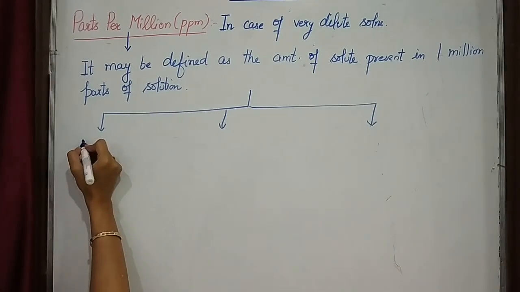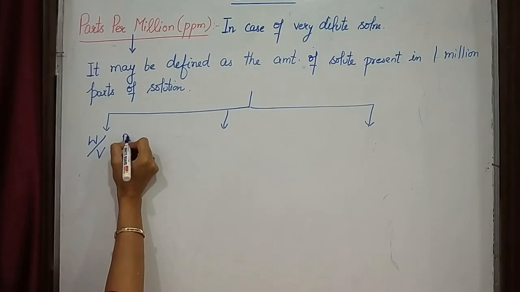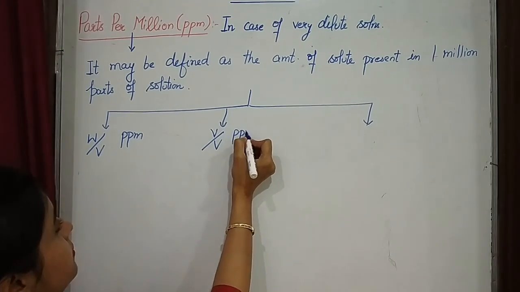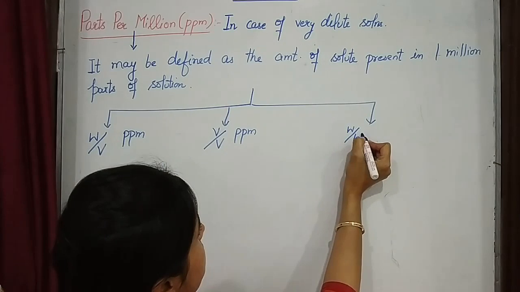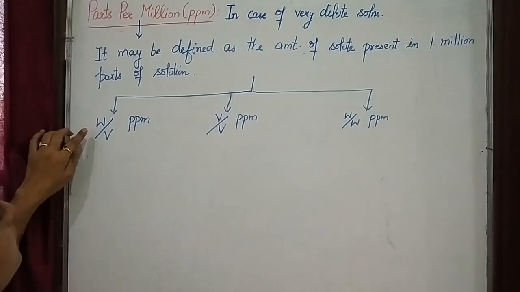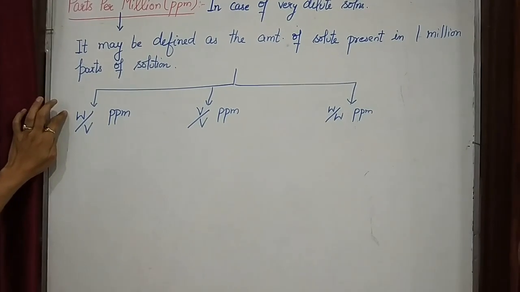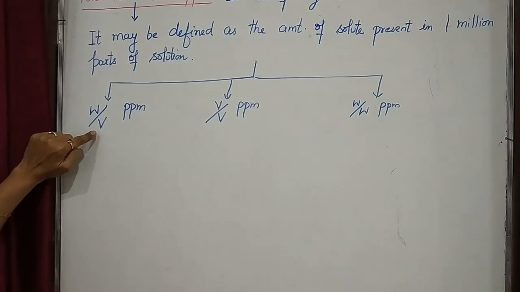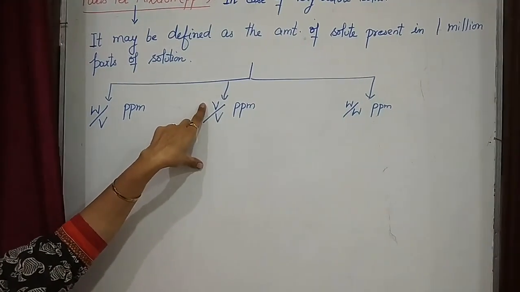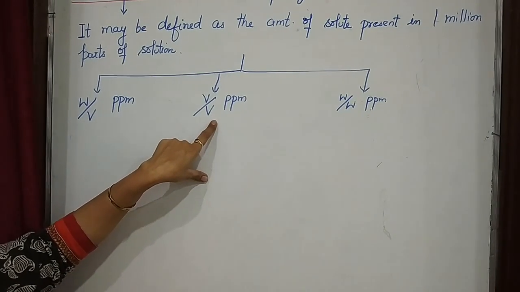That is mass by volume, volume by volume, and mass by mass ppm. When we take mass by volume, it is the amount of solute in grams present in 1 million parts by volume of solution. In this case, it is the volume of solute present in 1 million parts by volume of solution.